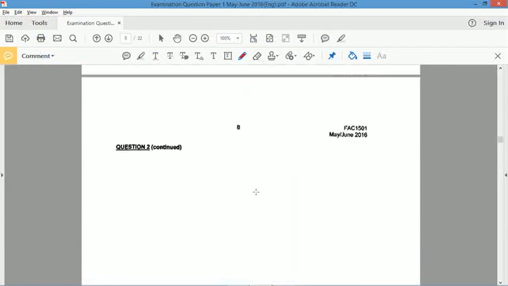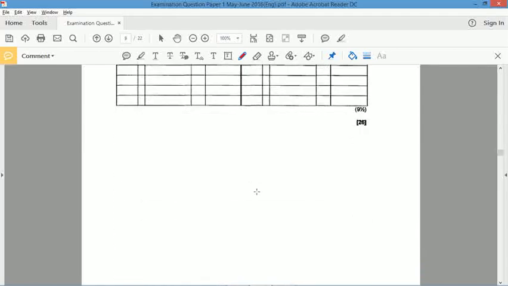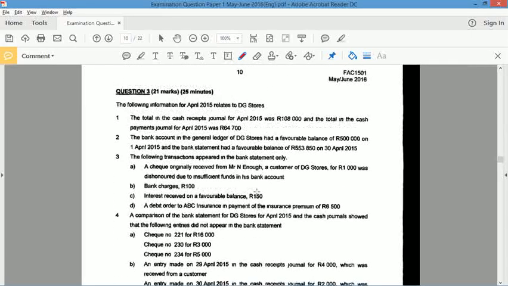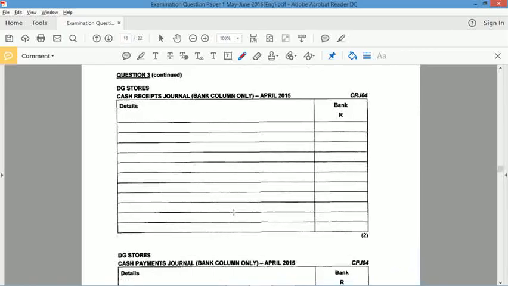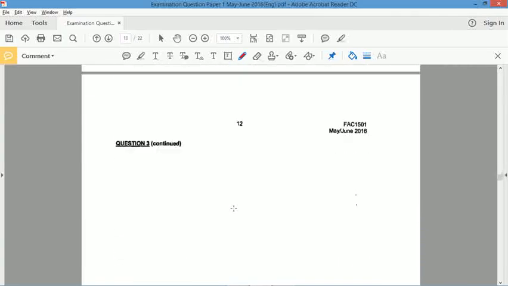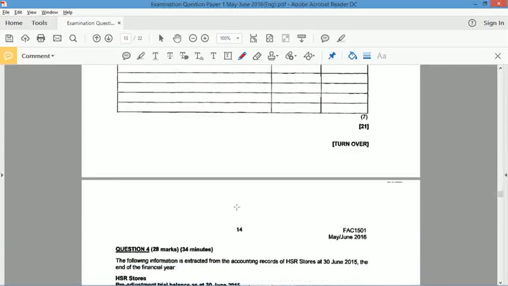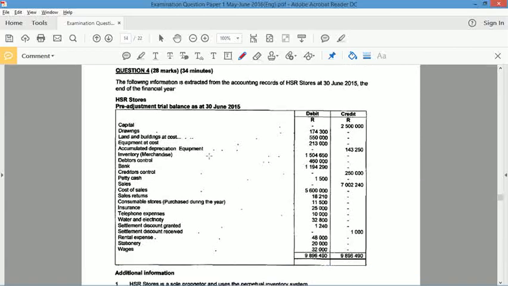Question 3 we've done in a separate video, so please have a look at that for the bank reconciliation. This was a nice bank recon question. It was worth 21 marks and it was for 25 minutes. Alright, I need to do disclosure. Disclosure question, where are you? There it is, question 4. So 28 marks, 34 minutes, that's the amount of time you have for this question. We've got a list of accounts.